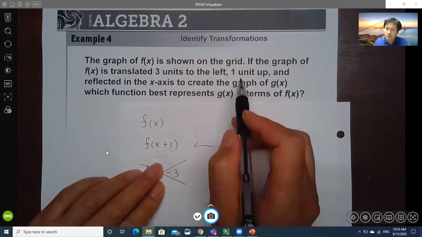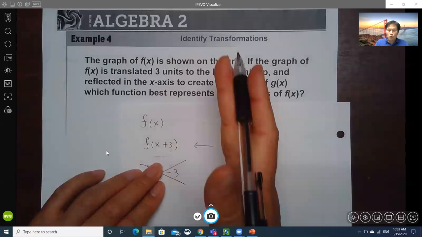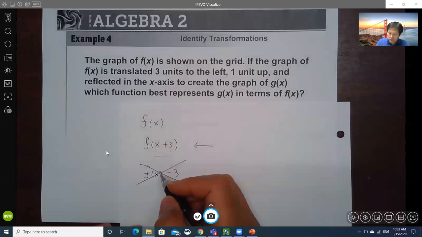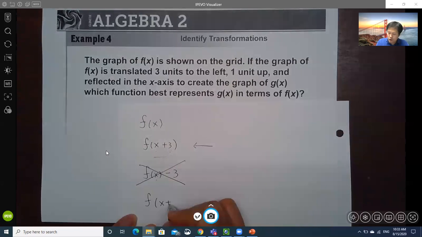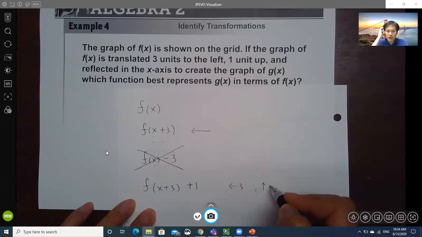1 unit up is above y. So you don't want x to see 1. So you should write f of x plus 3, 1 unit up, plus 1. So that's left 3, 1 unit up. Below so far like that.